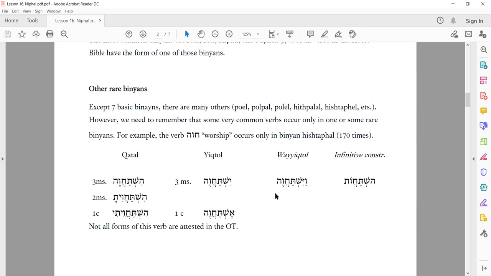And this word is very, very prominent because it occurs 170 times. This is the verb for worship. The root is hava. Do you see? But it occurs only in this rare binyan. So it never occurs in kal, piel, poal, nifal, hithpael, but only in the binyan hishtafal.